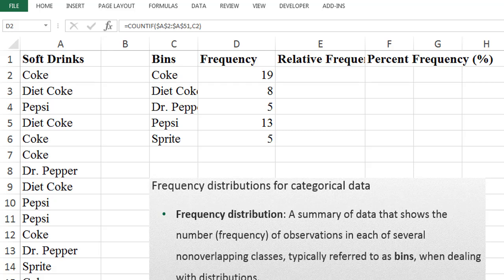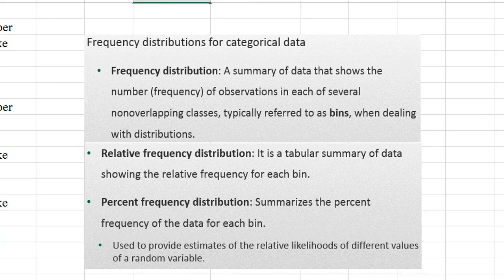So, which was the most popular soda? Well, it's Coke by far. Now, many times we want to see not just the count, but the proportion or a percentage of items in each bin. The relative frequency distribution here gives a proportion of items belonging to each bin, and the percent frequency distribution gives the corresponding percentage.